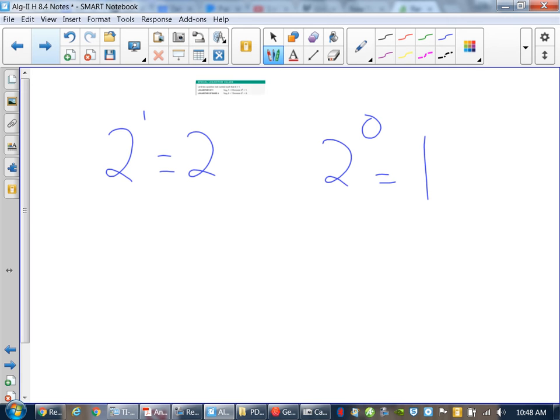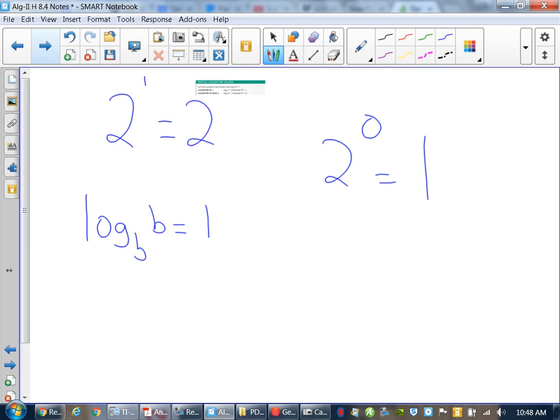Because this basically says this. Log base b of b is 1. Think about what this would look like in terms of log form. Log base 2 of 2 is 1. Because 2 to the first power is how much? 2.